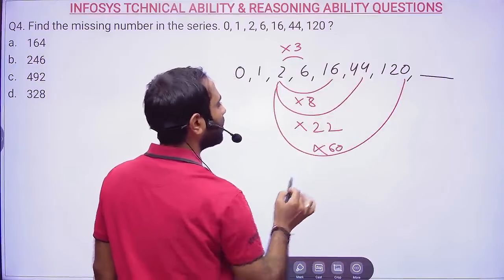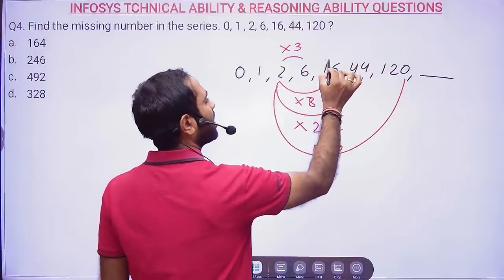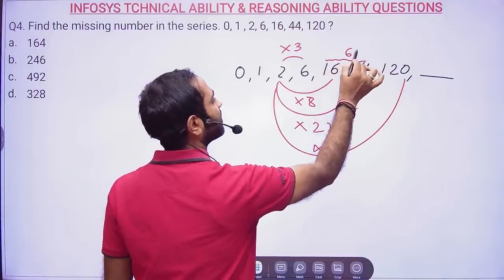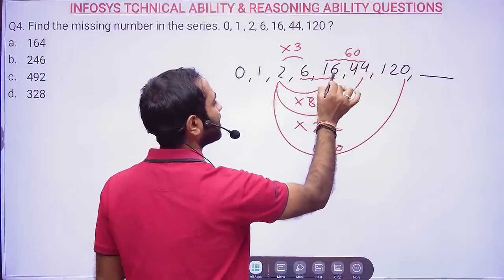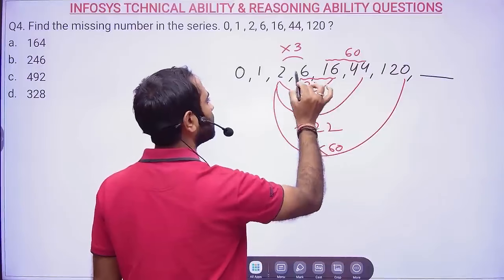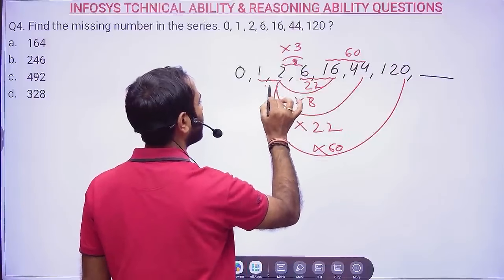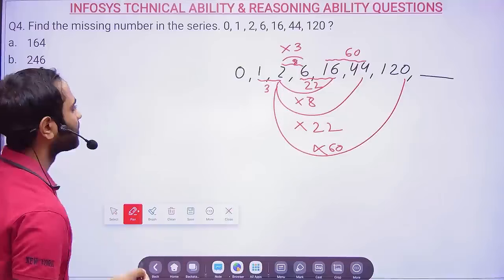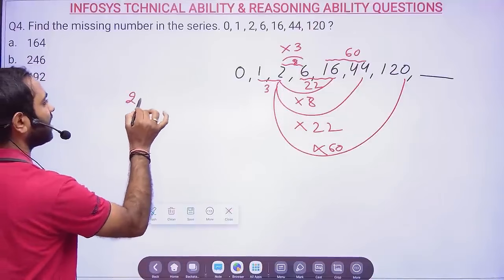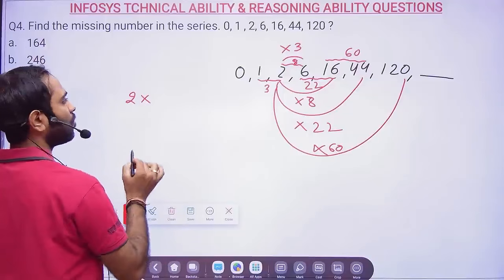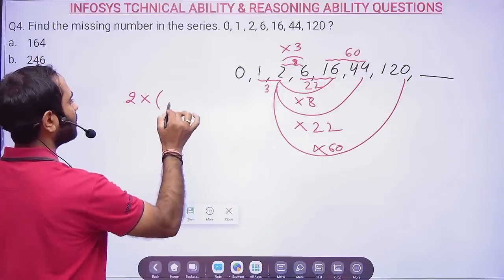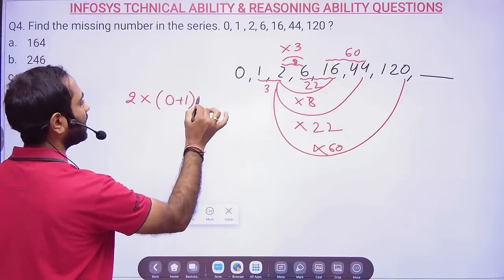Now then I am analyzing here. This will give me 60. Then I am analyzing here. This will give me 22. Then I am able to find this. This will give me 8. Then I am able to find this. This will give me 3. So basically 2 into 0 plus 1 will give you 2.